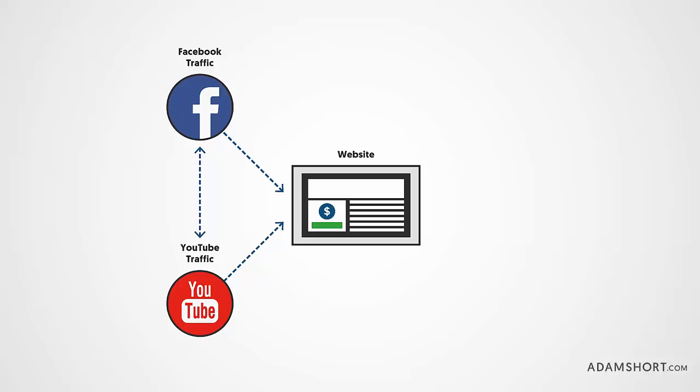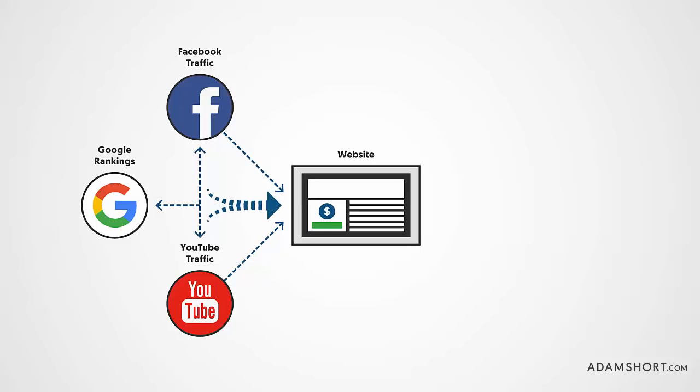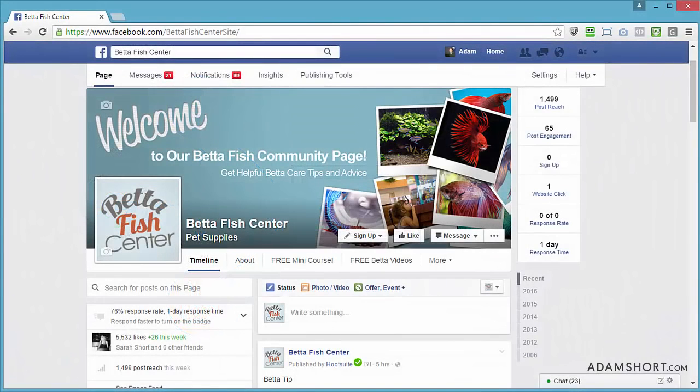And when you do this correctly, by default, you'll start to see traffic flowing in from Google because a lot of your YouTube videos will start to rank in Google's free organic results. And obviously this is going to have a hugely positive effect on your traffic flow. When you do this, you'll be taking advantage of three of the most powerful sources of traffic on the internet: Facebook, YouTube, and Google. So let's jump into this and I'll show you exactly how to set this up.